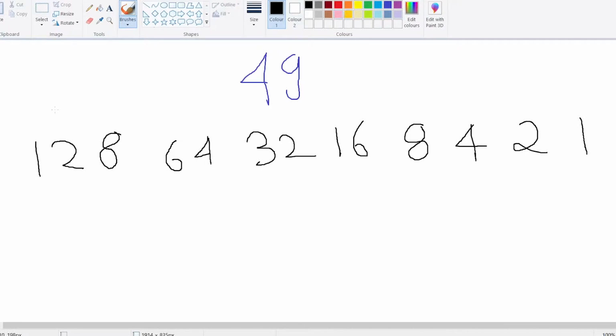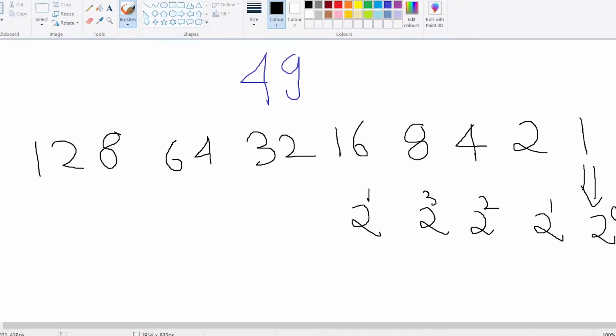So how do we come up with these numbers? Basically 1 is nothing but 2 power 0, then 2 power 1, 2 power 2, 2 power 3, 2 power 4, 2 power 5, 2 power 6, and 2 power 7. So here we can see that these powers of 2 give us these numbers.